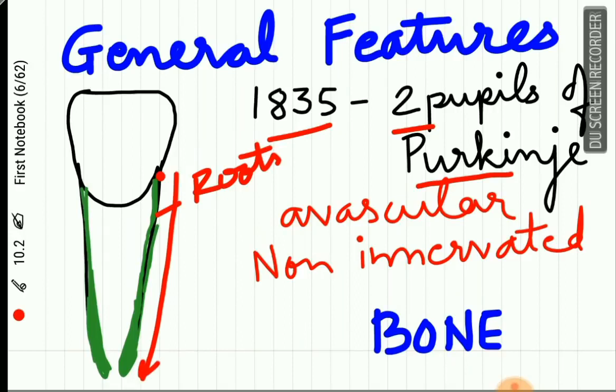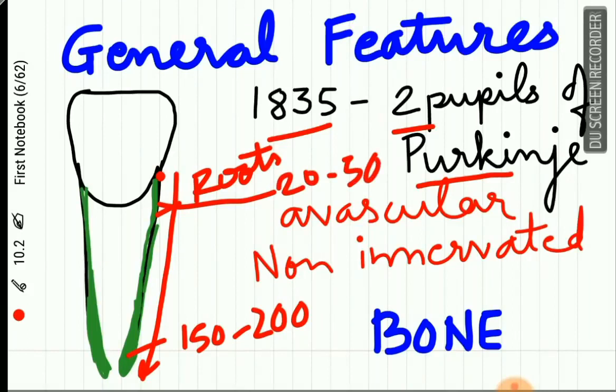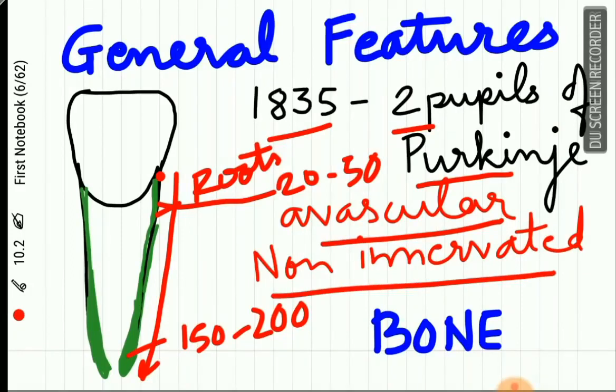It is thickest at the apex, about 150 to 200 micron in thickness, while it is the thinnest in the cervical region, which is 20 to 50 micron. The cementum is avascular, that is, it does not contain any blood vessels. It is non-innervated, that is, it does not have any nerves in it. The physical, chemical and structural characteristics of the cementum can be compared to the bone.